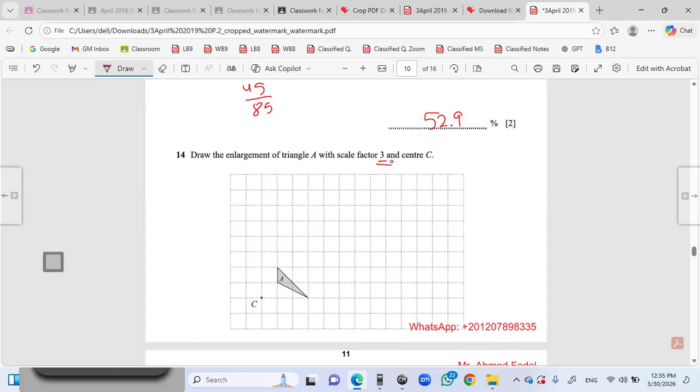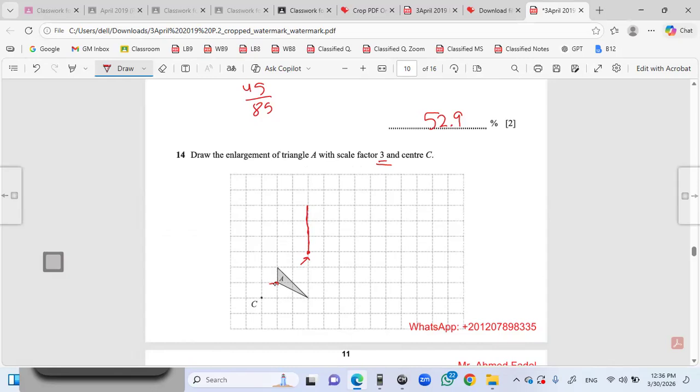But it's scale factor 3, so I'm going to move 3 squares up, 3 squares right over here. This is going to be my new beginning. Now I need to copy my shape, but this point is going to move from here to here. Going up this side is only 1, so I'm going to make it 3 with a pencil and a ruler. Must use a ruler.